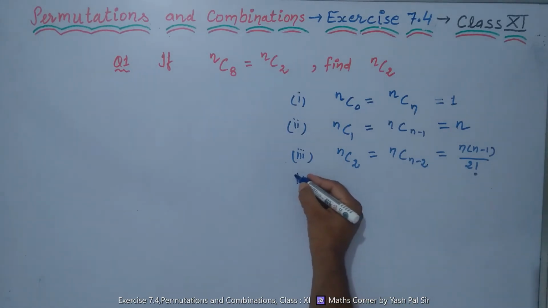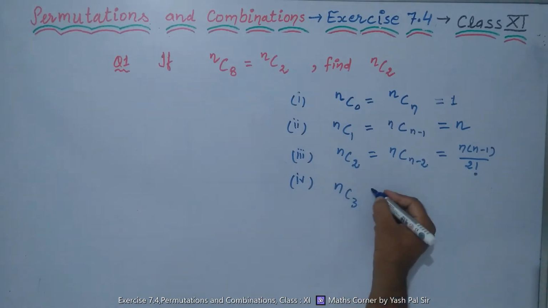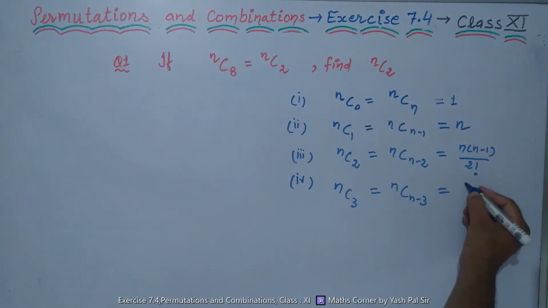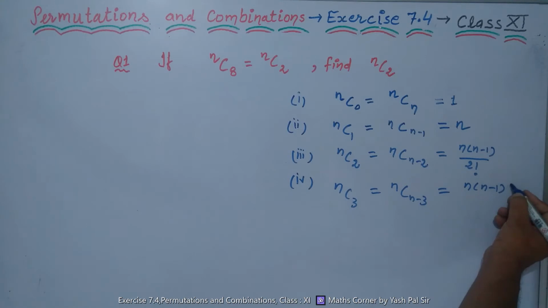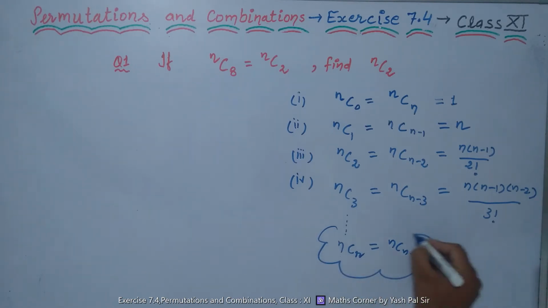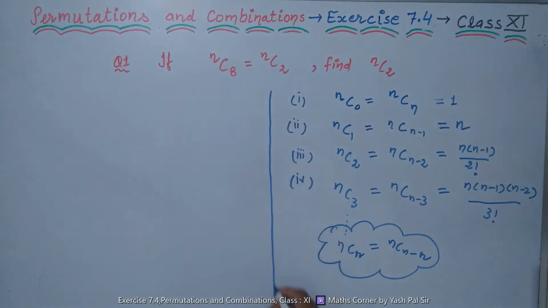Similarly, we have nC3 is equal to nC(n minus 3), which will be equal to n into (n minus 1) into (n minus 2) whole divided by 3 factorial, right? So like this, lastly we have one conclusion. The conclusion is nCr is equal to nC(n minus r). So this is the conclusion. This conclusion we are going to follow in the question also.